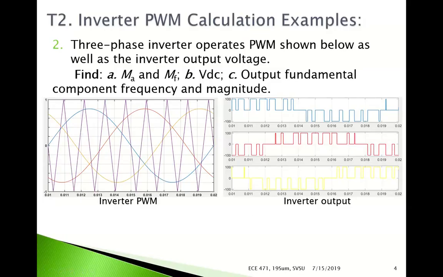Alright, let's continue to do example 2, which is for a 3-phase inverter in sine PWM operation. Again, we are seeing two graphs. One is showing the control and triangle signals to come up with the PWM signals. Second is for the inverter output. Okay, following the same idea, we take care of the MA and MF first.